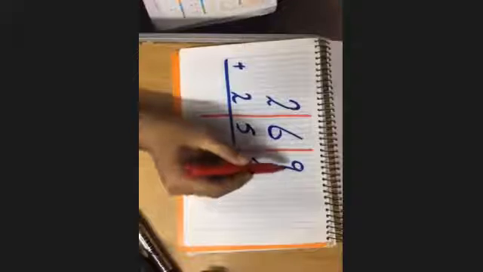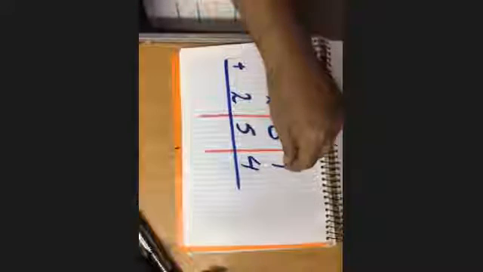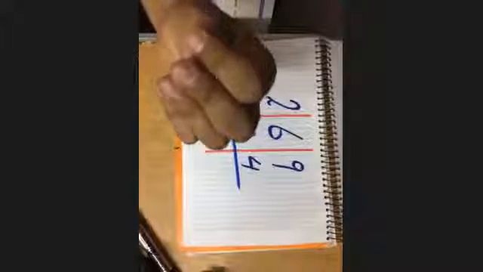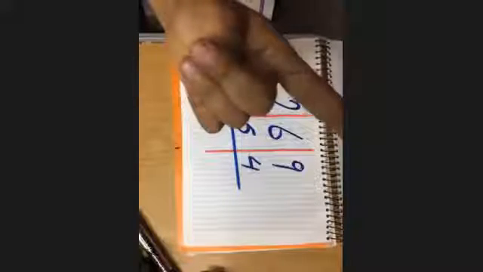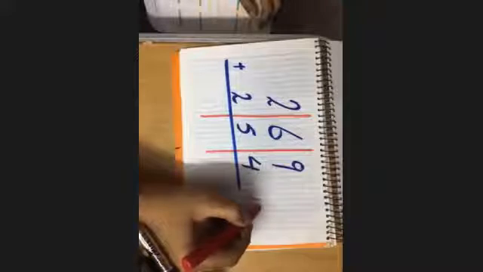I will add 9 and 4. I will take 9, put it in my head, and 4 in my hand. After 9, 10, 11, 12, 13. I will write 13 here, in behind.